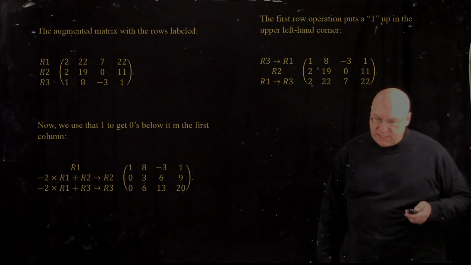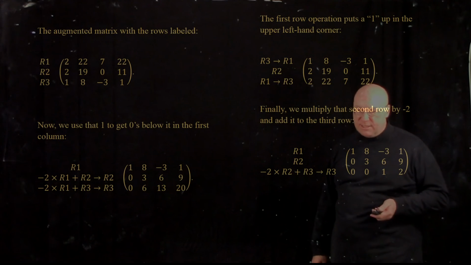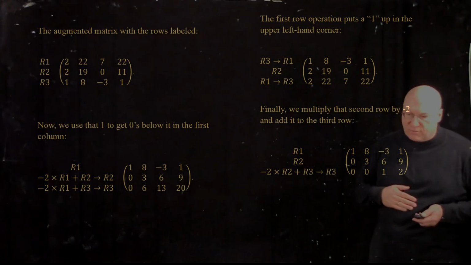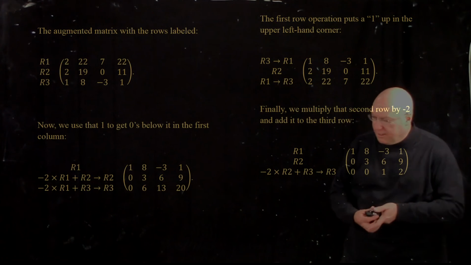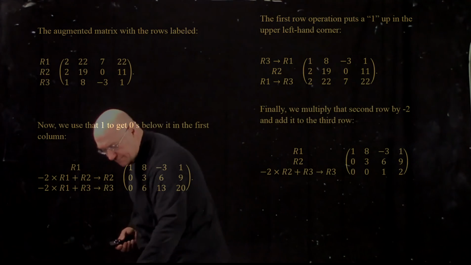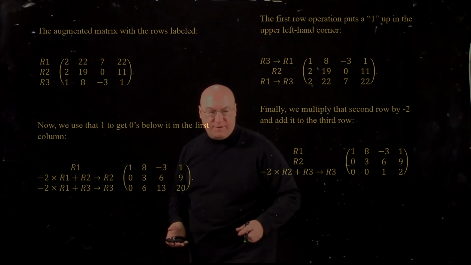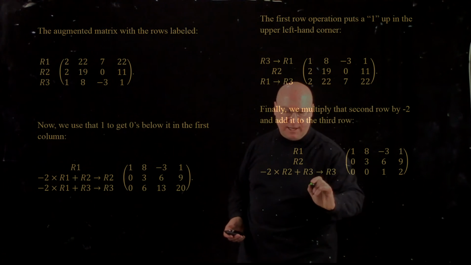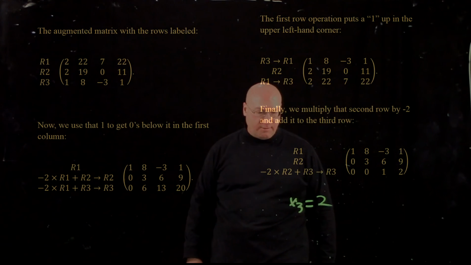So I'm going to take row 1 and row 2 stay the same, and then I'm going to take -2 times row 2, add it to row 3. That's the new row 3. And looky there, I have a system, right? I can see that. I can do back substitution and see that x3 is 2, right?